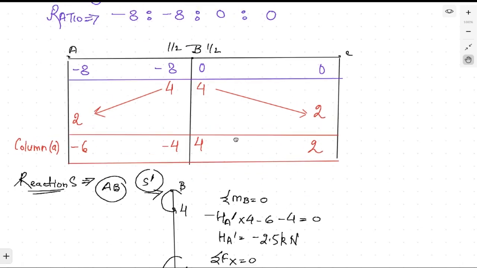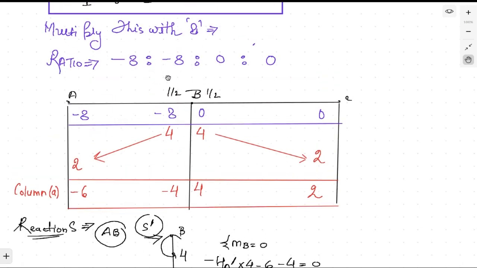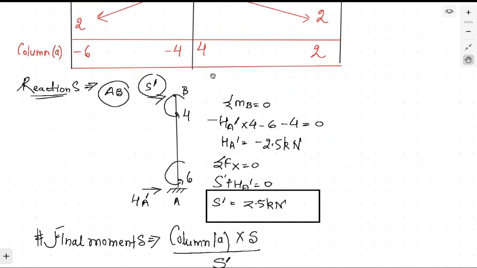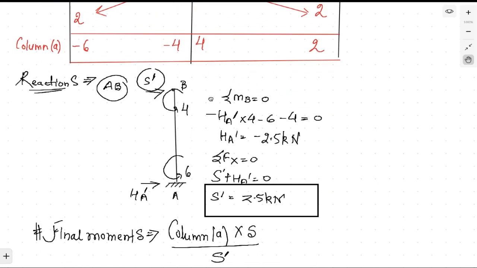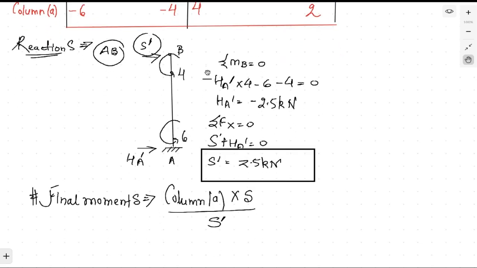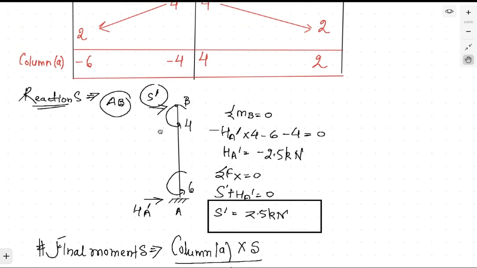You will calculate. यहाँ पे जरूरी नहीं है 8 है, you can multiply anything. कोई जरूरी नहीं है 8 से multiply करो. मैंने अपनी ease के लिए किया हुआ. Then you will calculate the value of the column A moment by distributing according to the ratio that you have calculated. Using those column A moments, you will calculate the value of S dash that has to be applied at the top. And after that, in order to calculate the final moment, you will multiply the column A moment with S upon S dash.